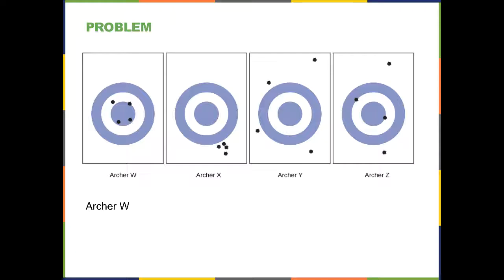He would be described as precise but not accurate. Archer Y, how would you describe him? Well, he is the most inaccurate and the most imprecise. And lastly, Archer Z, he's a little more accurate, but he has some trouble with precision.